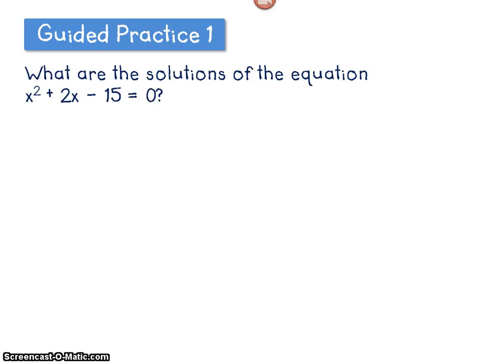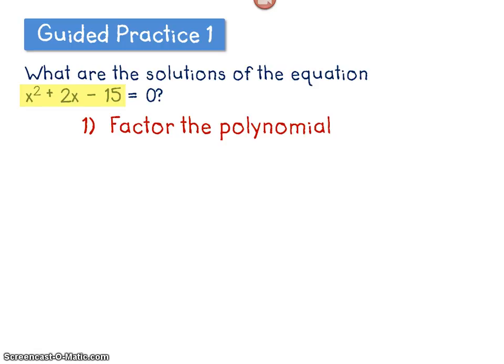Okay, so let's try a practice problem solving a quadratic equation together. What are the solutions of the equation x squared plus 2x minus 15 equals 0? Right away I see that this is a quadratic equation because I see an x squared, a degree of 2 in this trinomial. So we begin by factoring the polynomial, x squared plus 2x minus 15. It's in the form x squared plus bx plus c, which means I can factor it by sum and product. My sum is 2 and my product is -15.